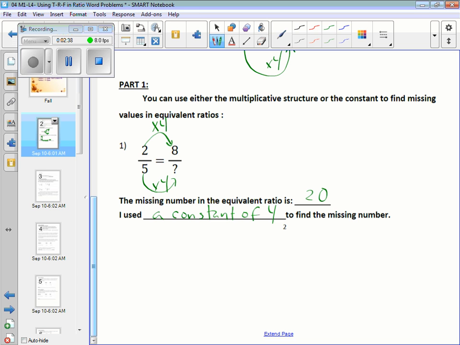The other thing to point out is that when you look at multiplicative structure, 2 to 5, there is not a whole number that can be multiplied by 2 to give us 5. It winds up being a mixed number or a decimal of 2.5. So you have to look at both. There's always going to be an easier way to try to figure it out. And in this case, constant is a better method than multiplicative structure. Okay? Let's go to 2.